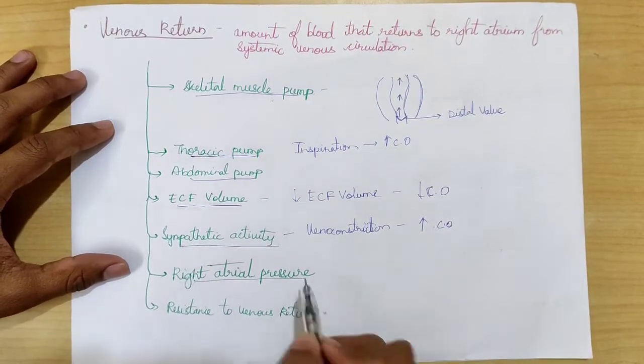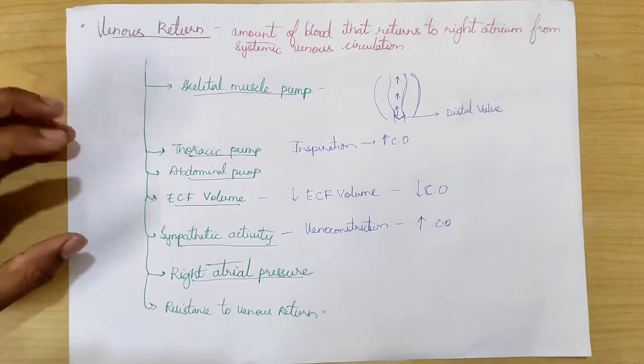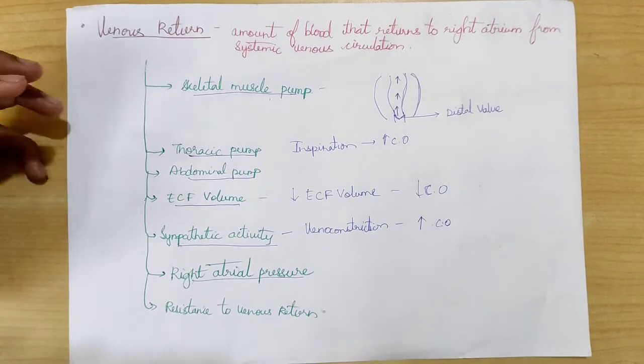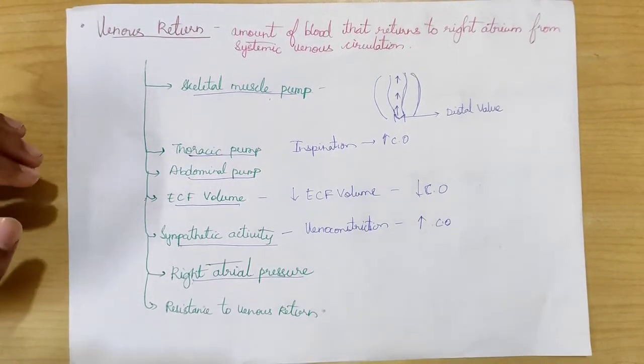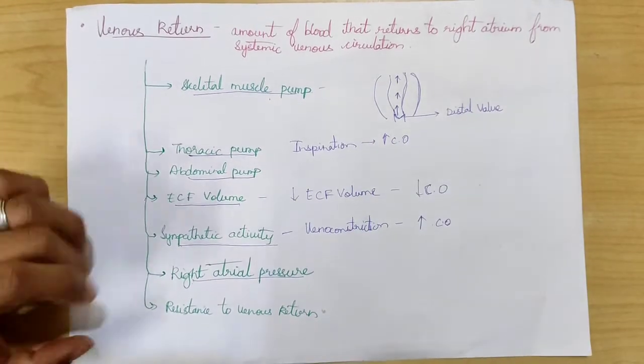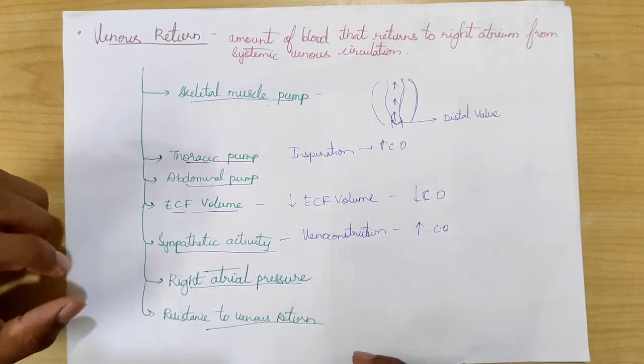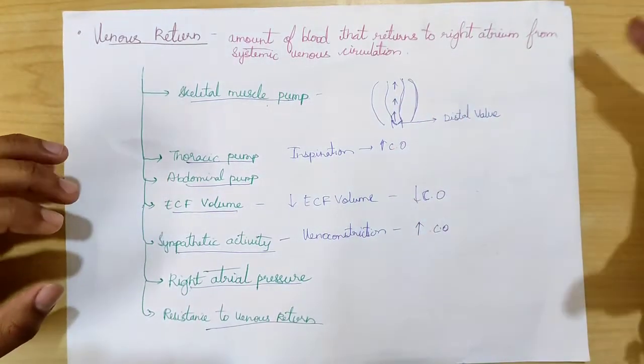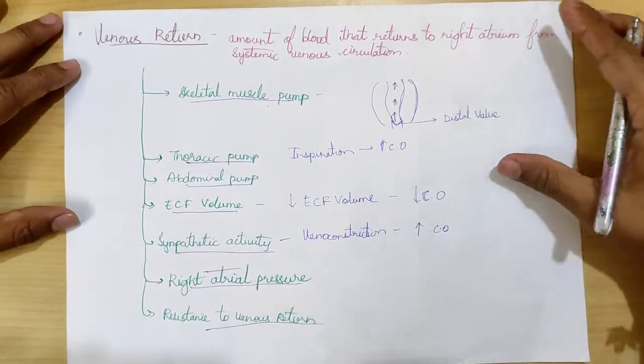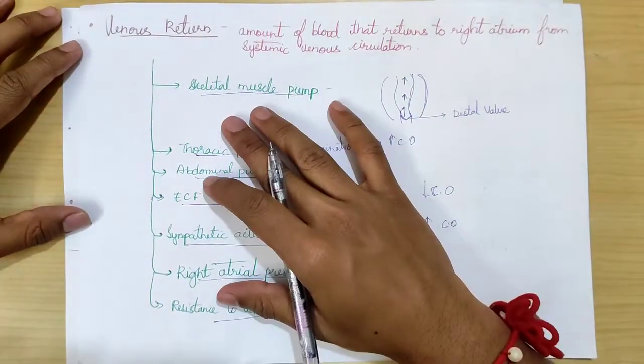The right atrial pressure also affects the venous return. When the right atrial pressure is more, the venous return will decrease, and therefore the cardiac output will also decrease. And the resistance to the venous return also acts the same way. This also prevents the venous return from increasing, therefore decreasing the cardiac output. So this is the venous return part of the preload.